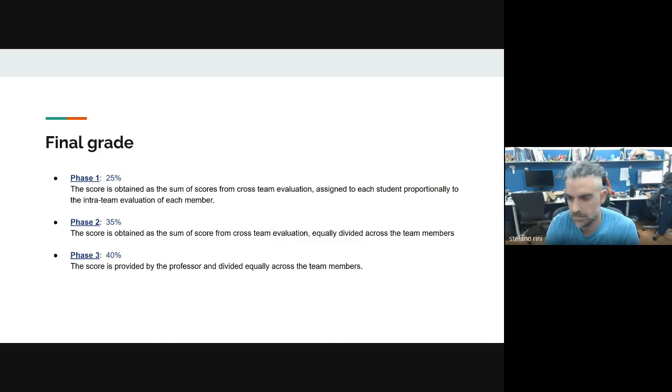I don't want you guys to get upset. Just remember that this is not going to count much. It's going to be a great experience, but it's not going to count much toward your final grade. Then 35% is phase 2 and 40% is phase 3.